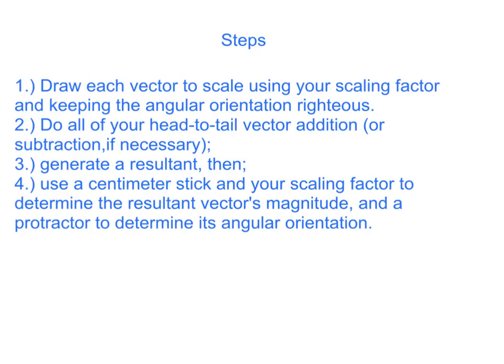So the steps are that you want to draw the vectors to scale, keeping their orientation dead on and using a protractor to make sure that you're accurate. You want to do the head-to-tail vector addition or subtraction. You want to come up with a resultant, and then you want to take that resultant and use a centimeter stick and your scaling factor to figure out what the net resultant vector's magnitude is, and then use a protractor to determine what its angular orientation is.